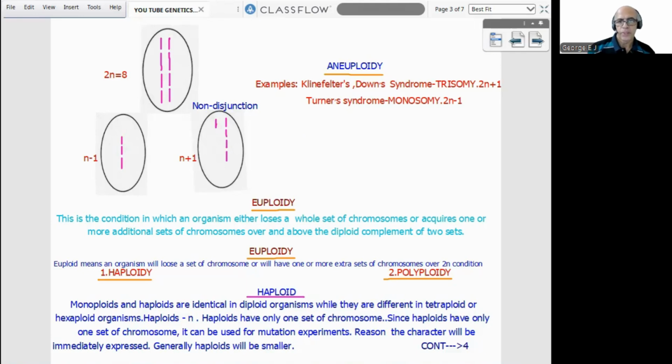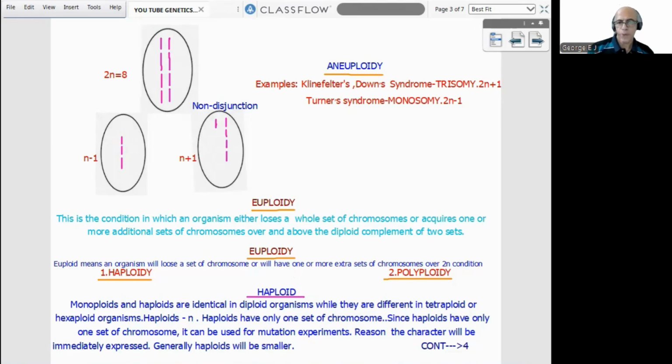Now comes the term euploidy. This is the condition in which an organism either loses a whole set of chromosomes or acquires one or more additional sets of chromosomes over and above the diploid complement of two sets. I'll explain it as we go, and it will be clear. Now, the classical definition: euploid means an organism will lose a set of chromosomes or will have one or more extra sets of chromosomes over the diploid condition.